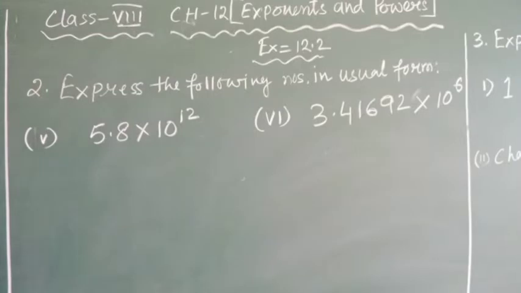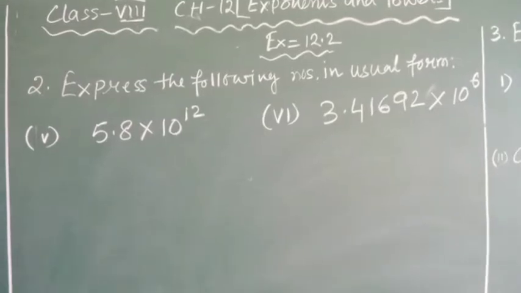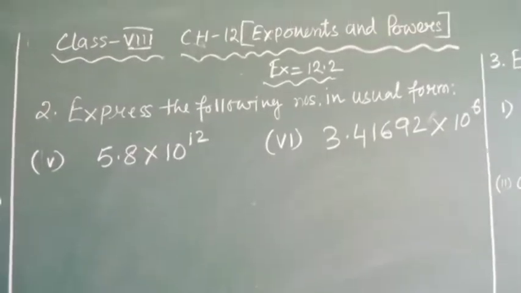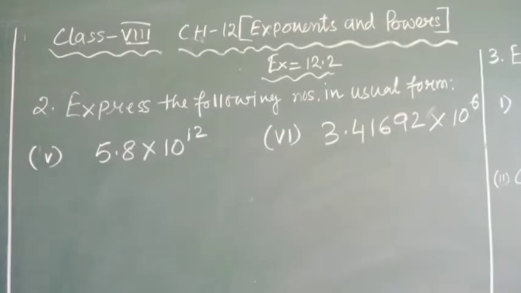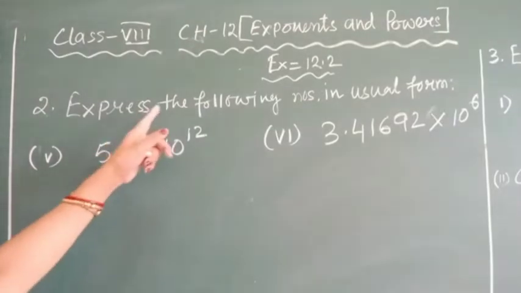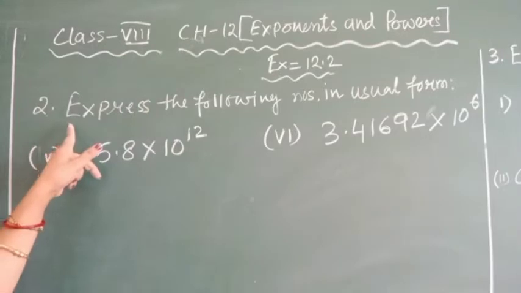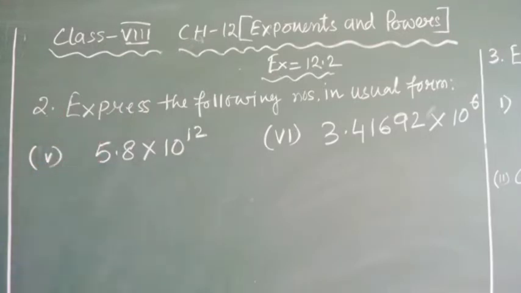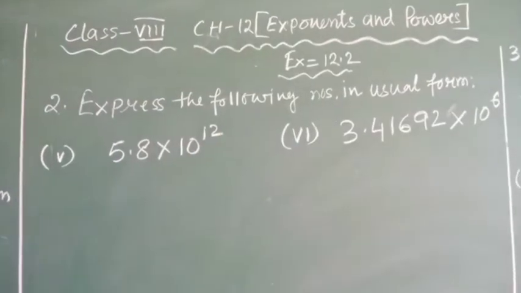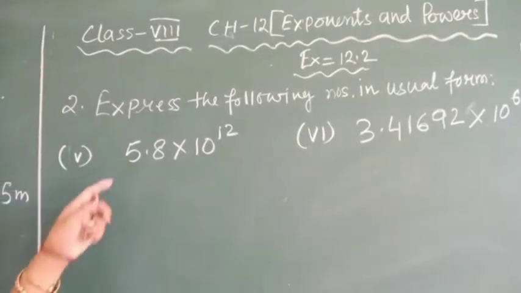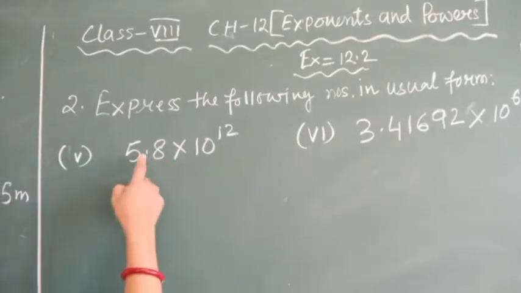Today we will do exercise 12.2, question number 2 remaining sums, and question number 3. In question number 2 we have already started in the previous class. Express the following numbers in usual form. Already it is given in standard form and you have to express it in usual form.